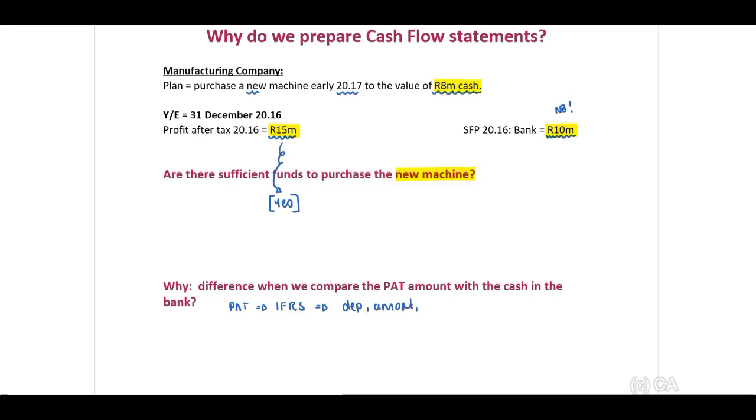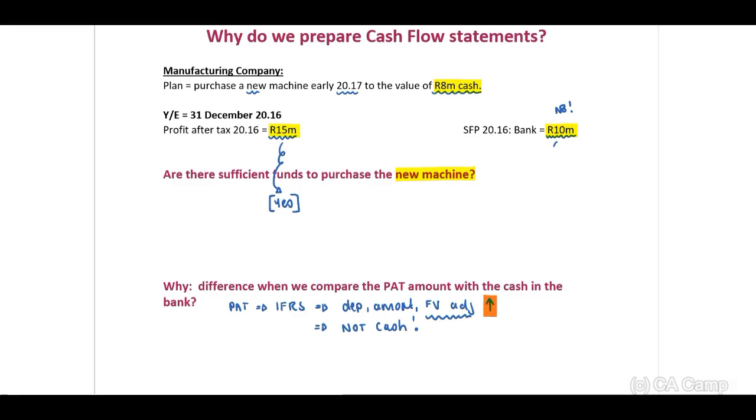Now, in your profit after tax, we have accounted for depreciation, amortization, possible fair value adjustments. Now, do you agree with me that this is not cash, guys? Fair value adjustments. There can be a significant amount of fair value adjustments recognized in your profit after tax. And therefore, we disclose an amount of 15 million. But guys, this is not cash.